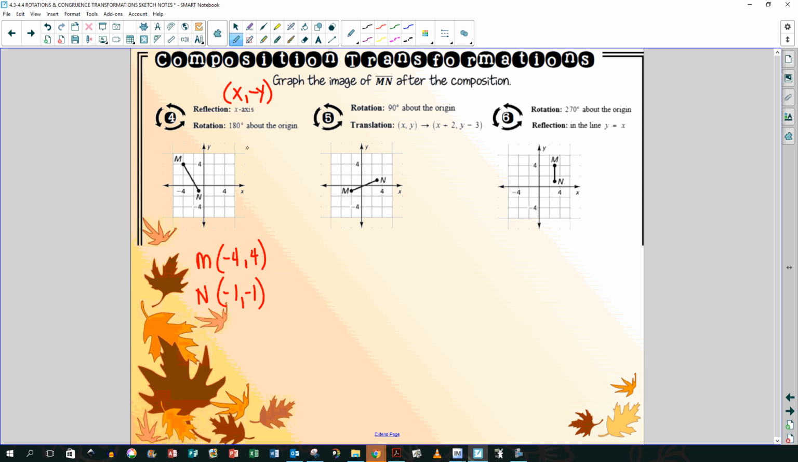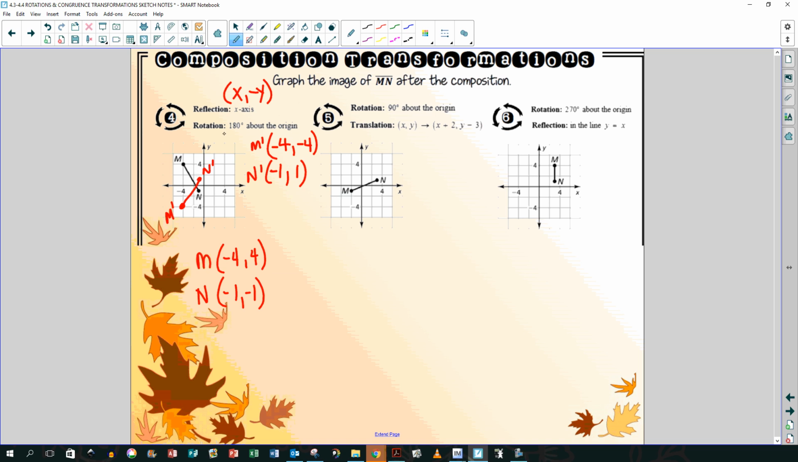So my M prime, N prime. So just the reflection, x stays the same. So my x stays the same in both. And the y is opposite. So that's going to be -4, +1. So now if I did -4, -4, -1, +1. So that is N prime, that's M prime. So that is a reflection.